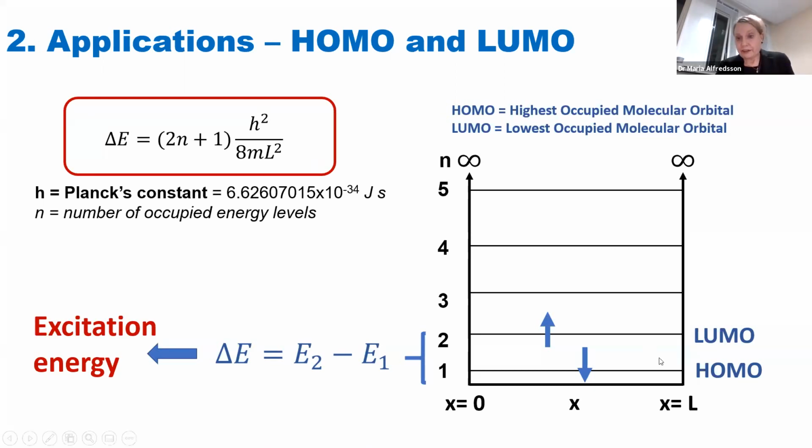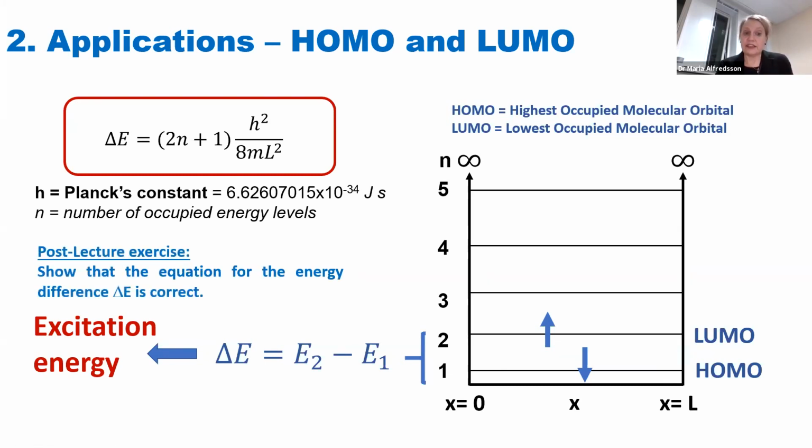And the energy difference between the HOMO and the LUMO is given by this equation here, which I have derived from the energy that I specified for this individual energy level. So I've taken the difference of the one with n equals 1 and the n equals 2, and I have derived this equation. And part of the post-lecture exercise is to actually show that this equation is correct.